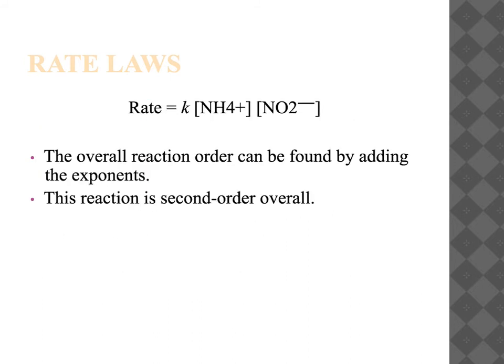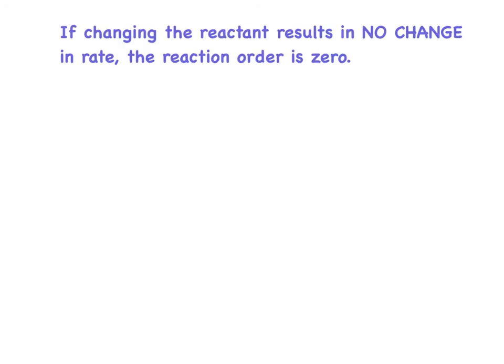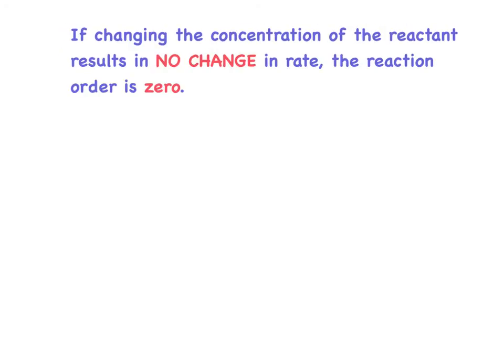And we can determine the overall reaction order by simply adding the exponents. And we said that they were going to be a presumed 1 in each case, so this reaction would be second order overall.